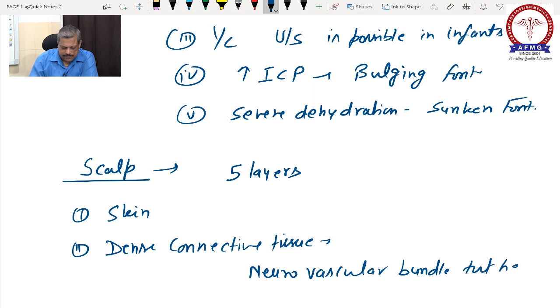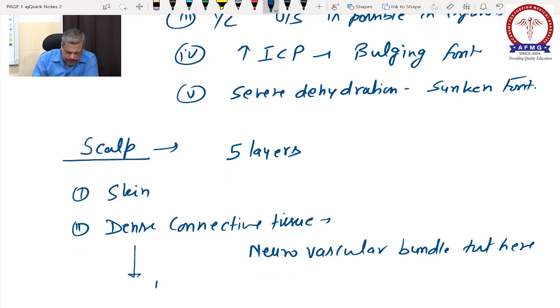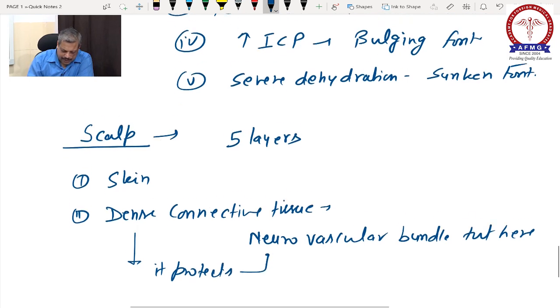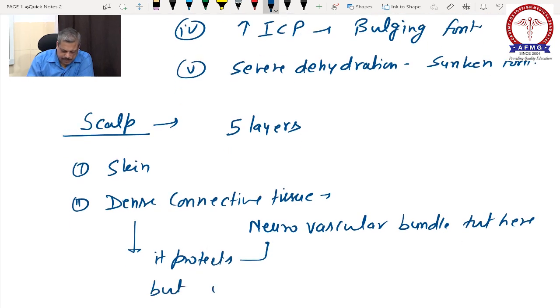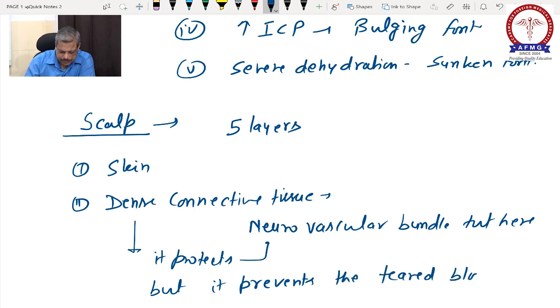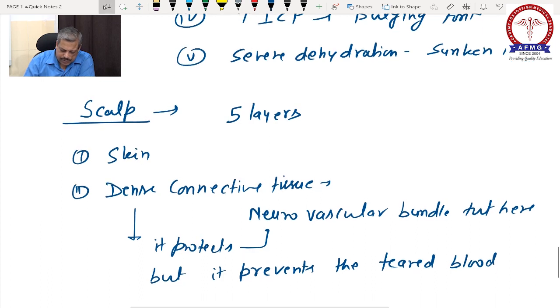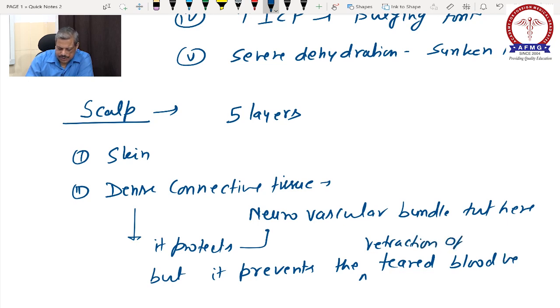Present here: nerves and vessels of the scalp, in the second layer, that is the dense connective tissue. This dense connective tissue protects the neurovascular bundle, but it prevents the retraction of the severed blood vessels.